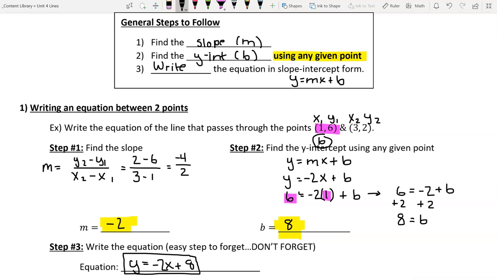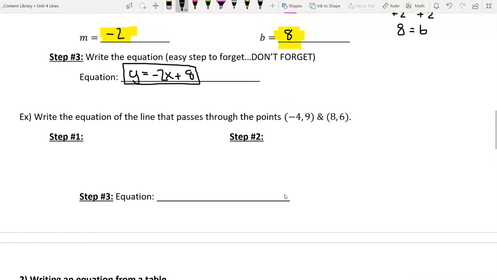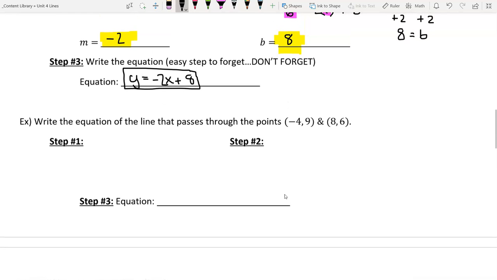All right? So if that was a lot, pause it, rewind it, watch it again, okay? Or just keep going with me because I'm going to do that whole process over again. So let's just jump in. So step 1. Here are my points. I'm just going to label them right away.